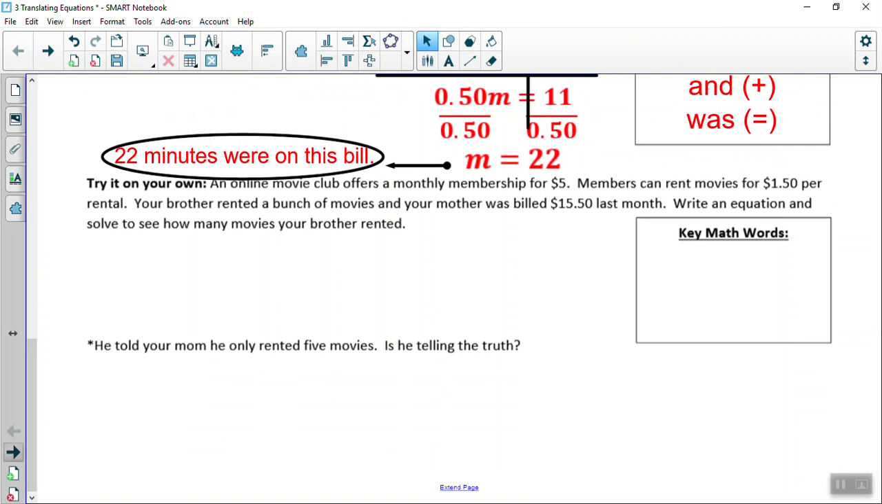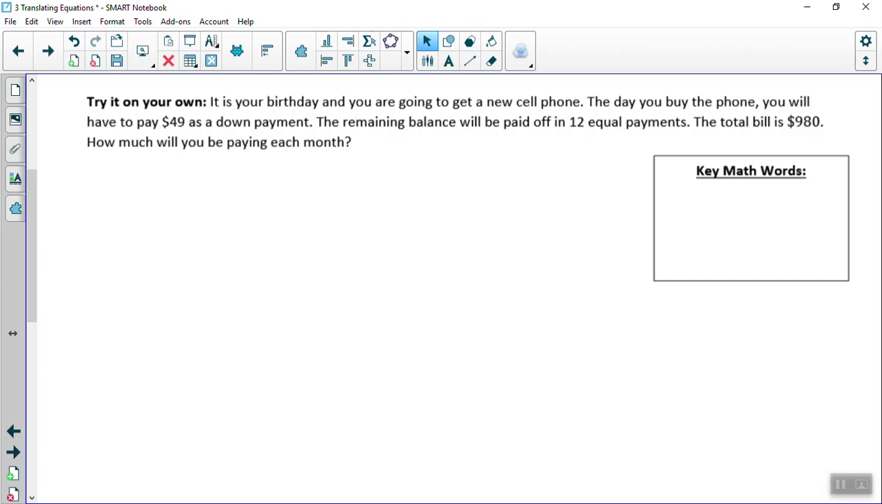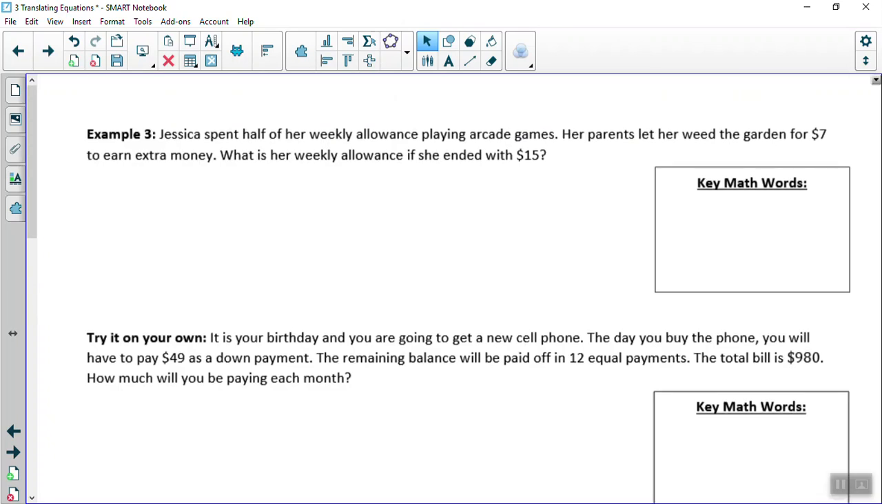Okay, let's go to the next page and look at our last example. We're going to follow the same steps. Jessica spent half of her weekly allowance playing arcade games. Her parents let her weed the garden for $7 to earn extra money. What is her weekly allowance if she ended with $15?